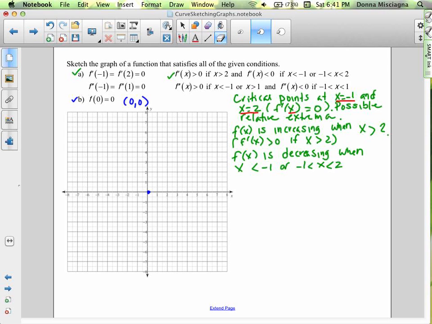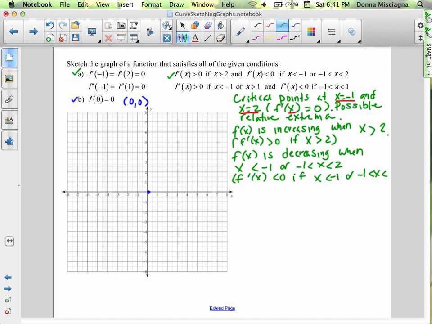We just want to write how we know this is true. All right, so let's put the proof in there. And our proof is that f prime of x is less than 0 if x is less than -1 or between -1 and 2.